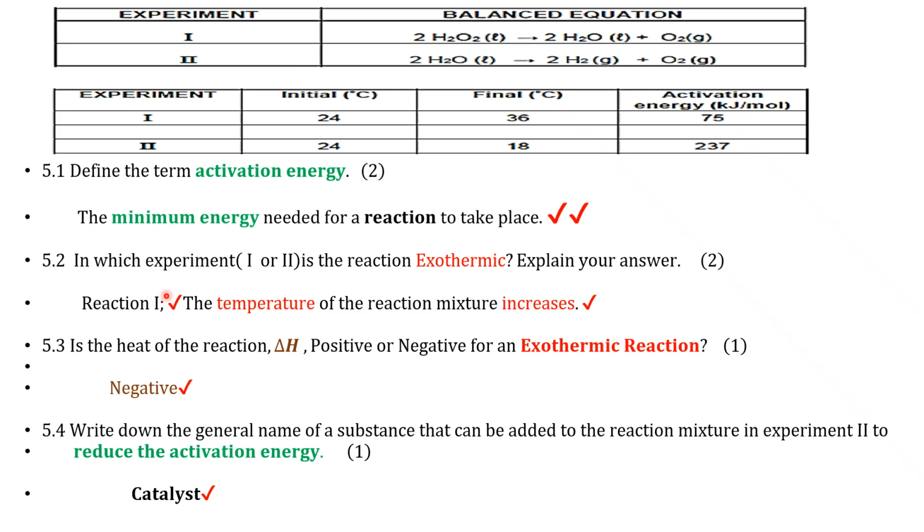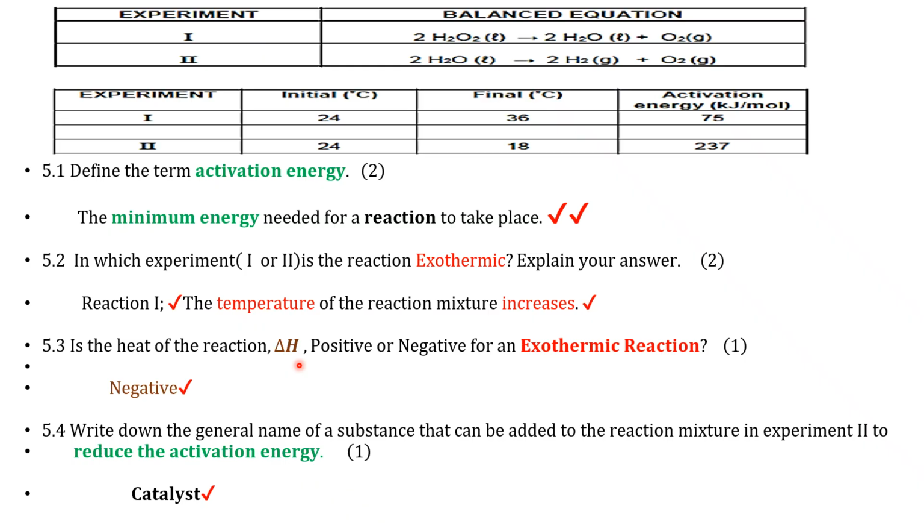Right? Which experiment, 1 or 2, is the reaction exothermic? So exothermic there you see colored red, that is to show that it must release energy. Explain your answer. So reaction 1 there on the top, we consider exothermic because there's an increase in temperature. So the temperature of the reaction mixture increases. It went from 24 to 36 degrees Celsius. So when my temperature increases, exothermic. Temperature decreases there, endothermic, right?